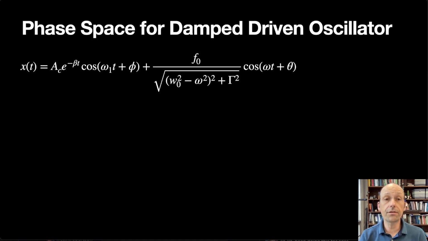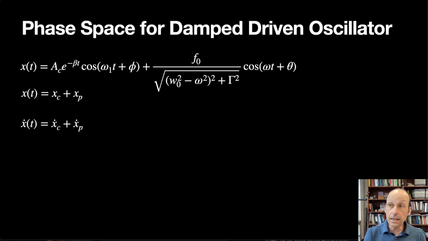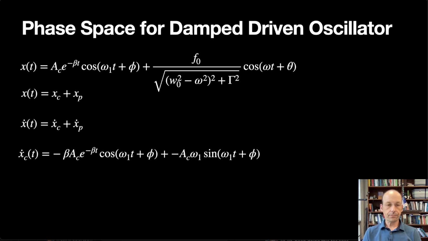Now, what if I want to do the same thing for the damped driven oscillator? Because I do. So this is my characteristic solution plus my particular solution. That's my x. I can find x at all my times, but I need to also find the velocity. So if x is xc plus xp, then the velocity is going to be the sum of the velocities too. I can take the derivative of each one of those terms, which you don't have to do, but it just makes my equation writing a little bit easier.